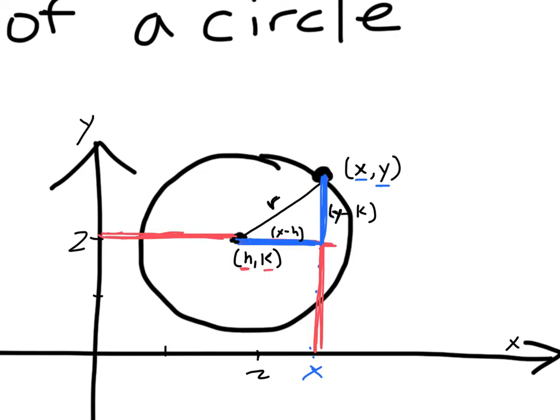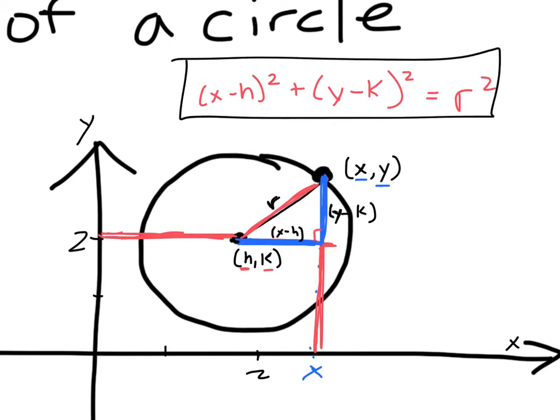Remember, the Pythagorean Theorem says that for a right triangle, which this is, you take the sides and you square them, and that equals the hypotenuse squared. There you go. That's the standard form of an equation of a circle. So now let's use that to do an example.